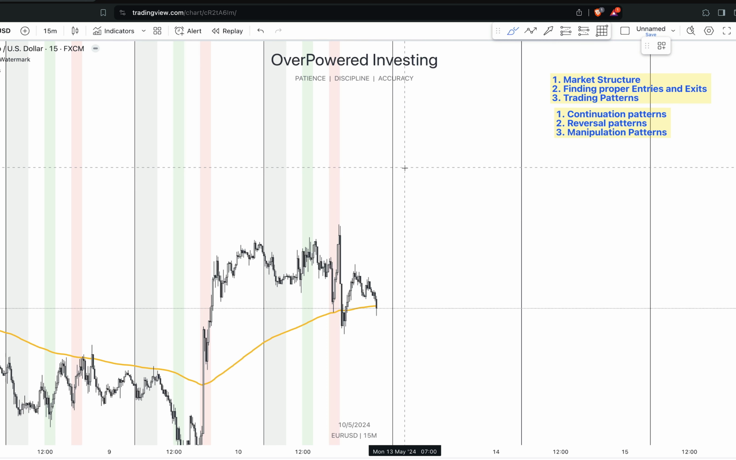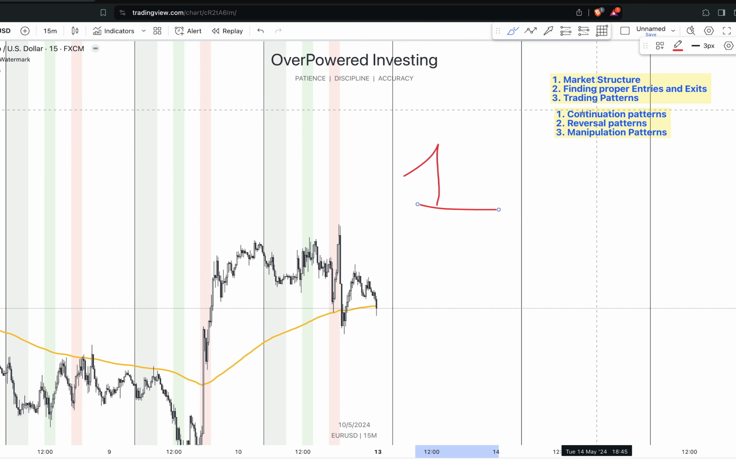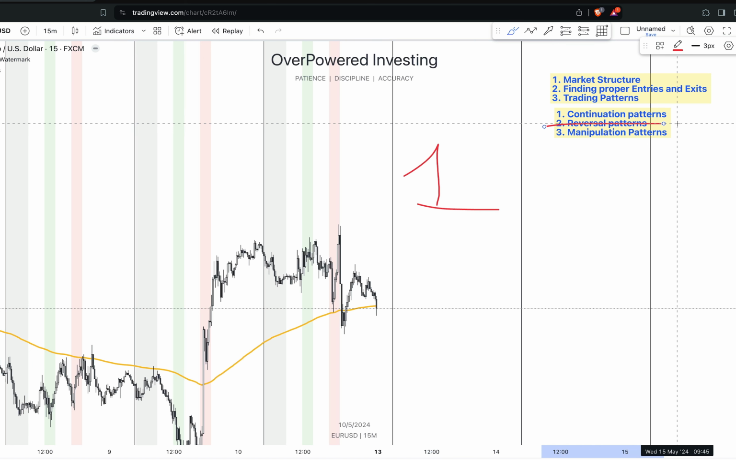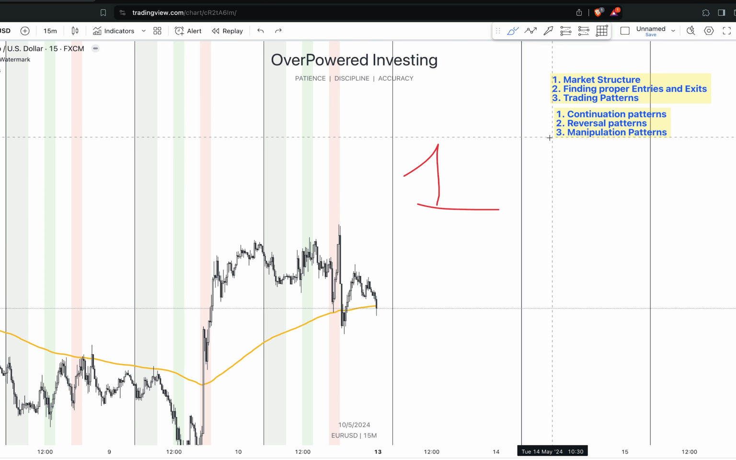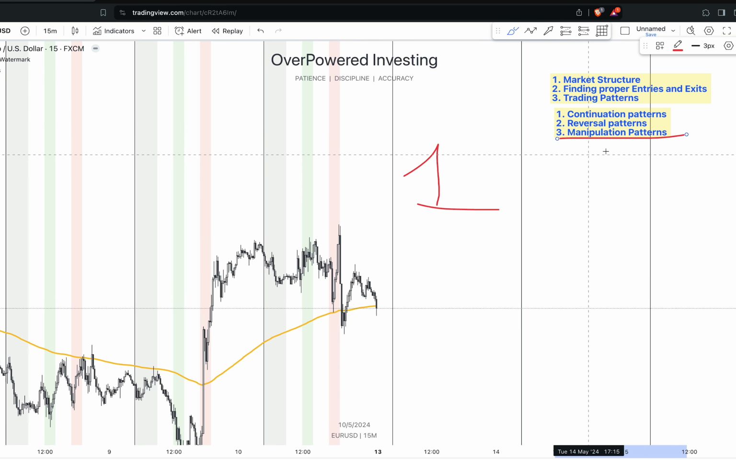There is the OP method number 1, which is focused on trading the continuation. OP method number 2 is focused on trading the reversal. The OP method number 3 and 4 is focused on trading the manipulations, around the key levels, around the rangy market and around the key reversal points.